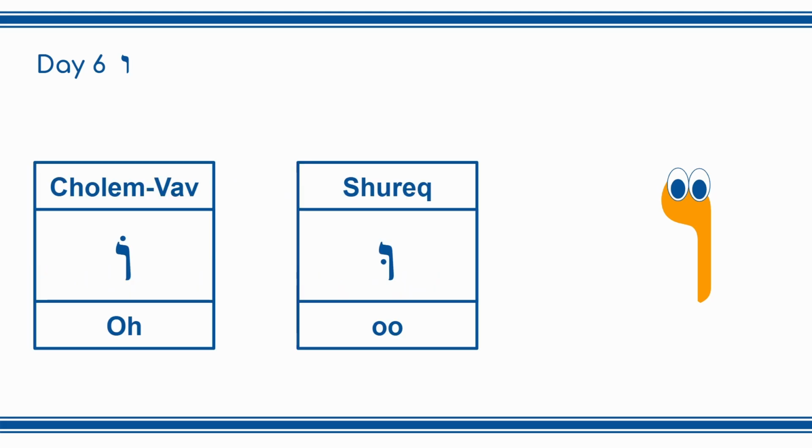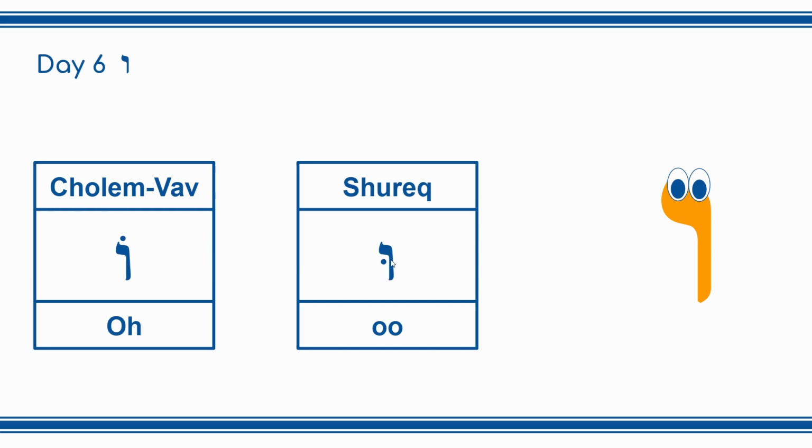Now, this is Vav when it's acting as a vowel. The first one on the left is called Cholem Vav, and it makes an O sound. So you can see that there is a dot above the Vav. So you can think of it like O, since the dot is over the Vav, you can say O. So that's the sound Vav will make when there's a dot over it.